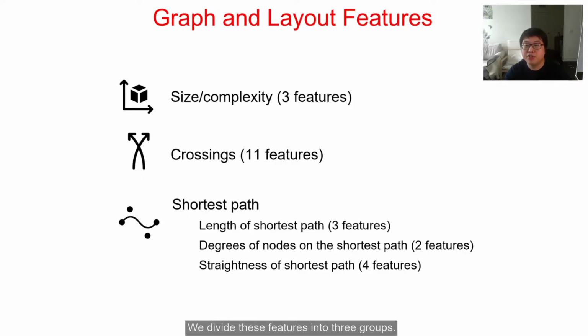We divide these features into three groups. The first one describes the size of the graph. It contains the number of nodes, number of links, and density. The second describes the crossings from various perspectives. Please see our paper for details. The last type contains features related to the shortest path.